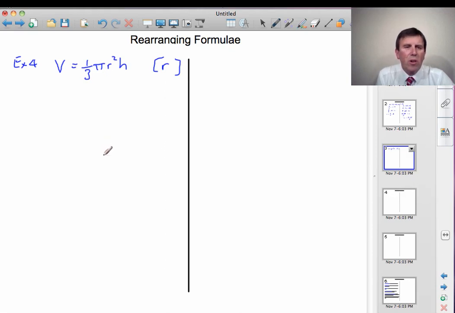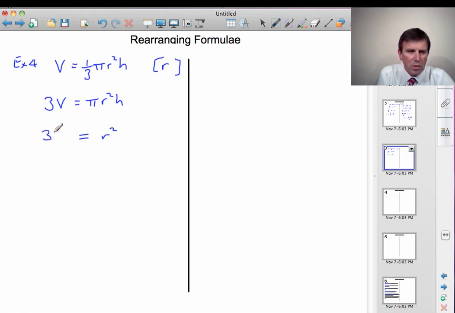Now it's got r squared in the formula we're looking at. What we need to do is first of all isolate the r squared. Get rid of the denominator first by multiplying the equation through by 3. So we get 3V is equal to pi r squared h. Now isolate the r squared by dividing through by how many we have, pi h of them. So we've got 3V over pi h is equal to r squared.